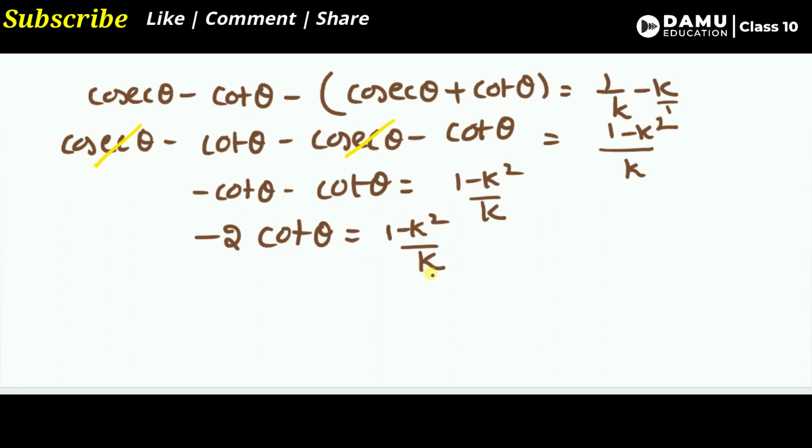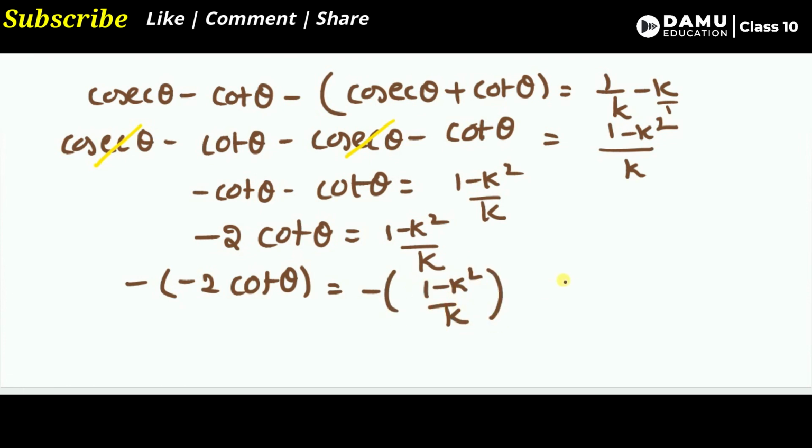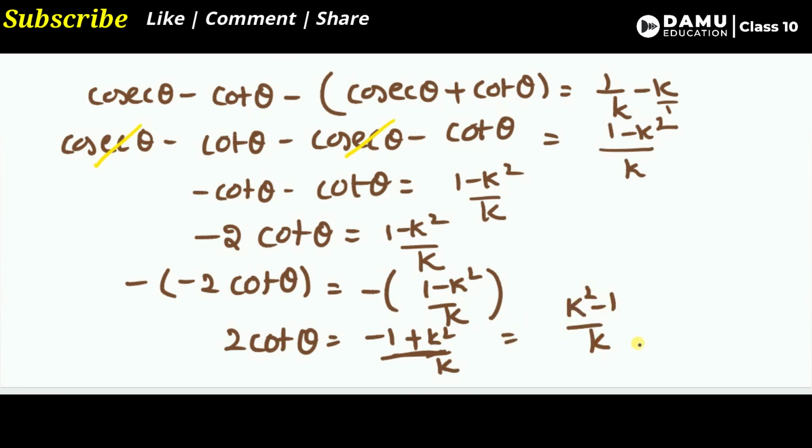Let's multiply both sides by minus. Minus of minus 2 cot theta will be equal to minus of 1 minus k square by k. So 2 cot theta will be equal to minus 1 plus k square by k, which is k square minus 1 by k. Let's take this as expression 4.